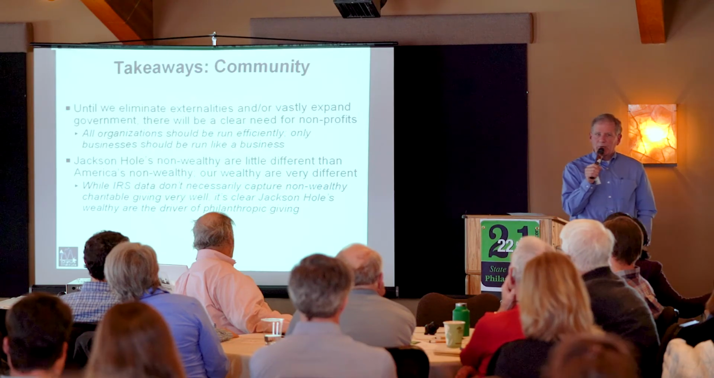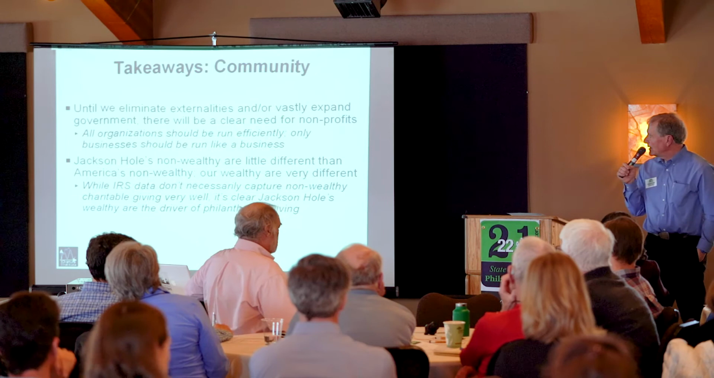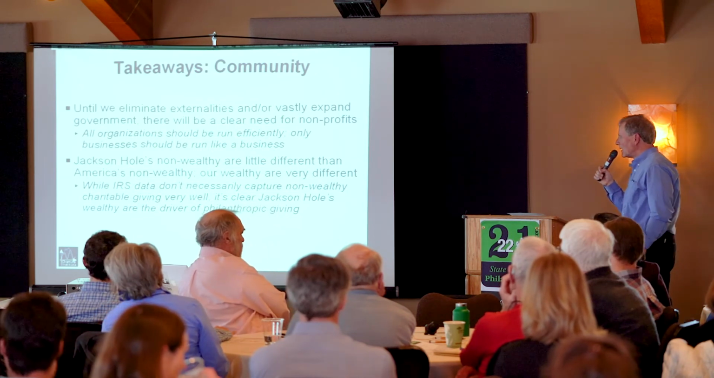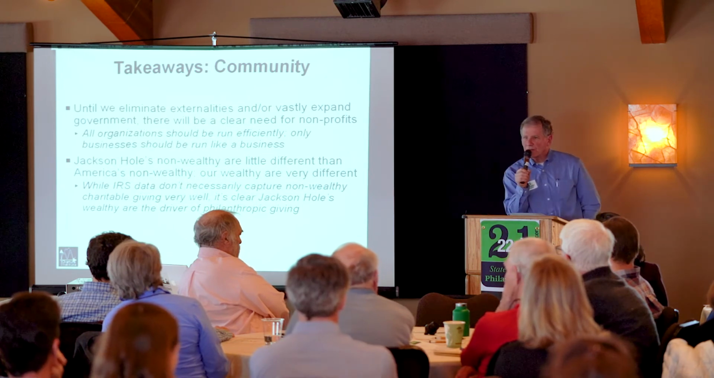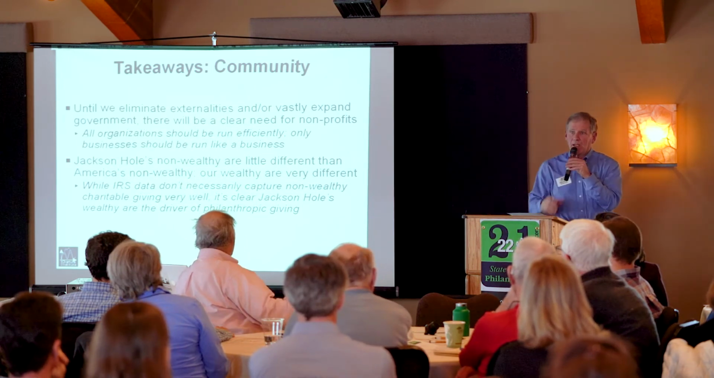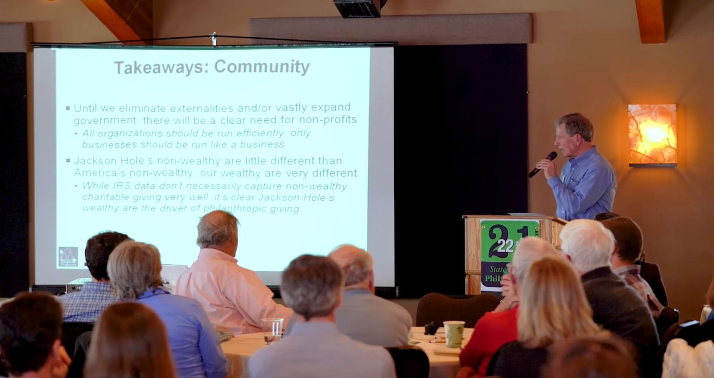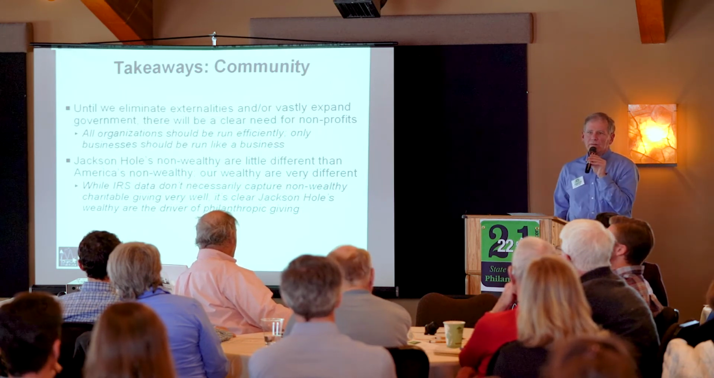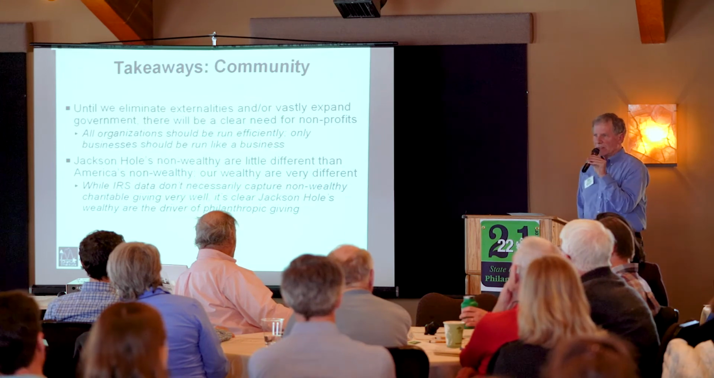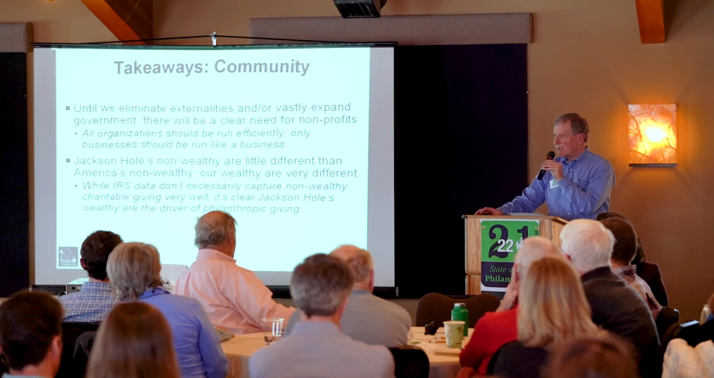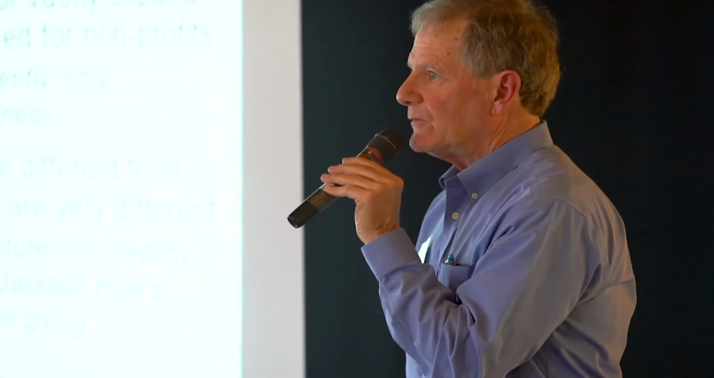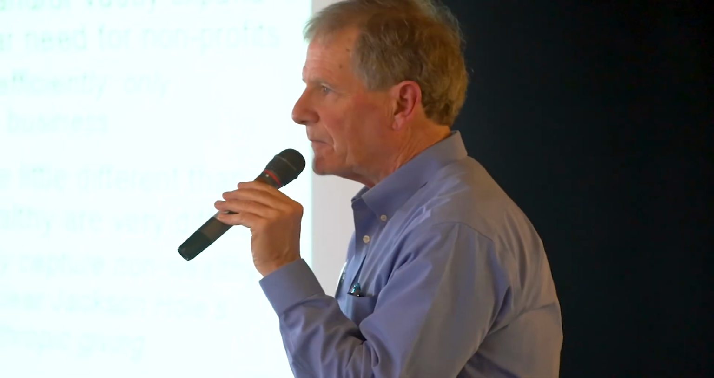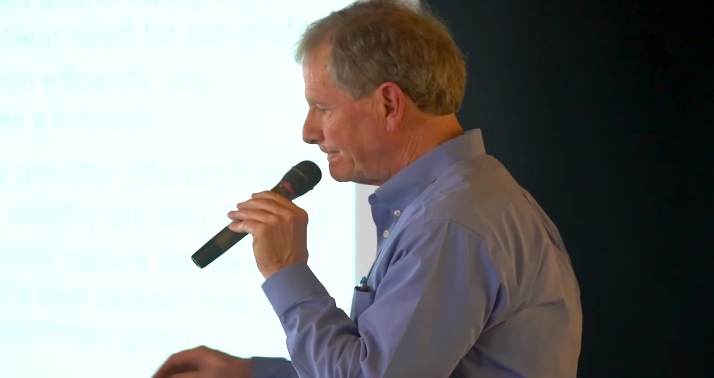The second big takeaway from my research is that our non-wealthy are basically the same as America's non-wealthy. And that includes all of those in the brackets leading up to $200,000 a year or less in income. Our wealthy, however, are very, very different than the wealthy in the nation as a whole. They make about 5 times as much money on average. They give away about twice as much of that money that they make as a percentage of their income. Again, though, we aren't able to tell exactly where it went.